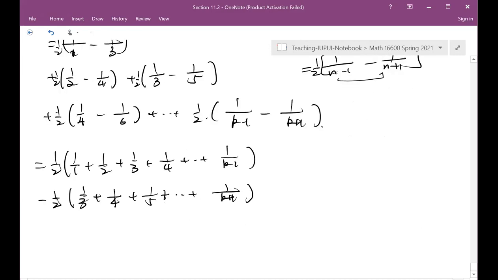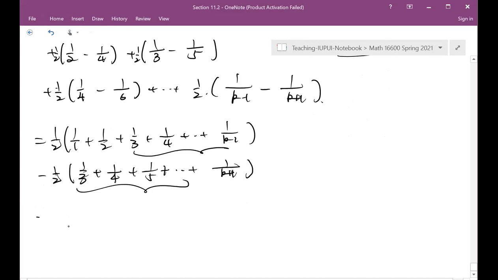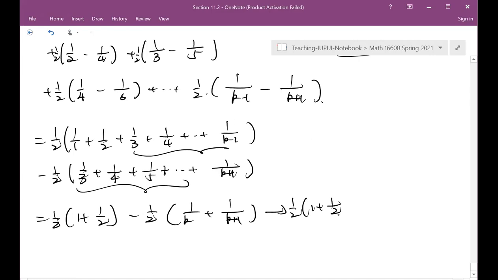Then you will see that maybe those terms will be gone. Yeah, that is true. So you have 1 plus 1/2, 2 terms left, and here also 2 terms left. Then you will see the last 2 terms approach 0. This partial sum approaches 1 plus 1/2, times 1/2. So that will be 3 over 4. This is my answer.